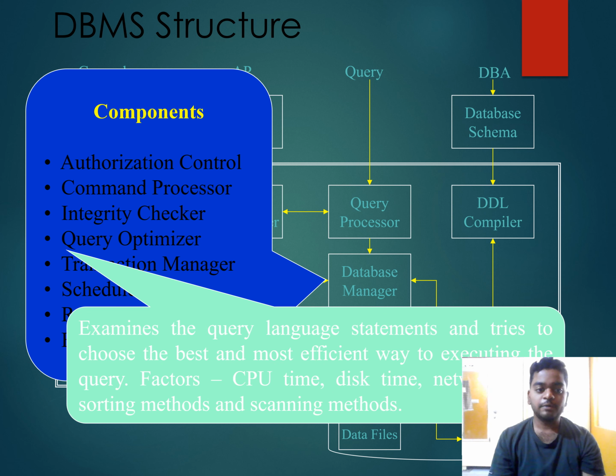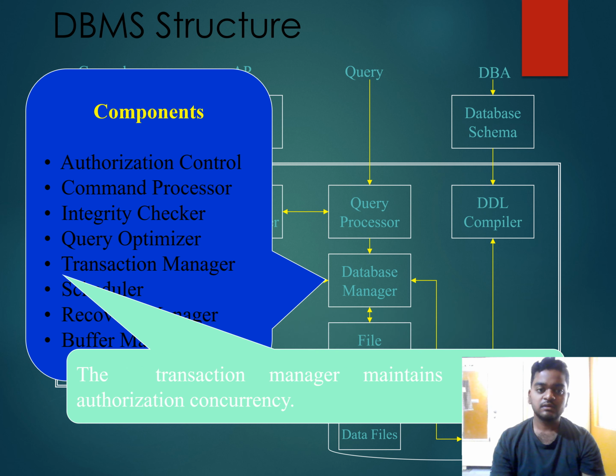Coming to the query optimizer. The query optimizer examines the query language statement and tries to choose the best and most efficient way of executing the query. The factors are CPU time, disk runtime, network, and sorting methods and scanning methods.